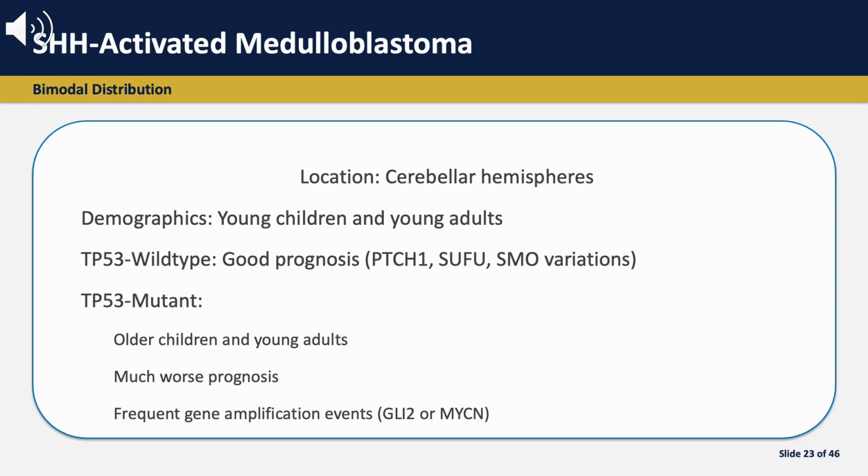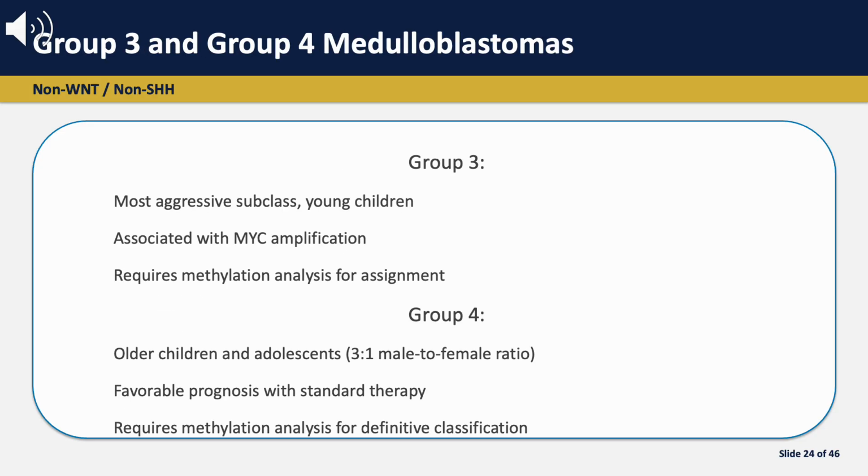Gene amplification events, such as in GLI2 or MYCN, are more common in this subset of SHH-activated medulloblastomas than the gene variation events above. Group 3 medulloblastomas are the most aggressive subclass and occur most often in young children. Amplification of MYC is associated with this subclass.